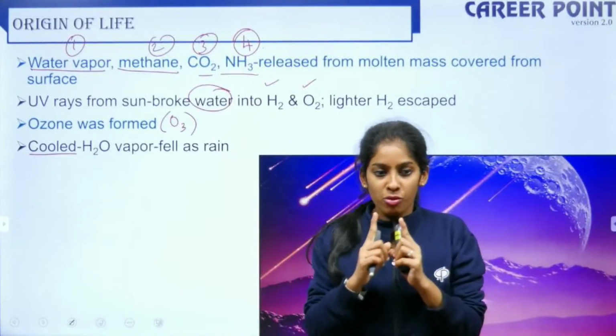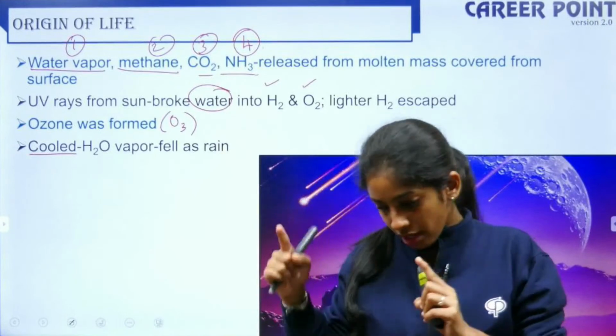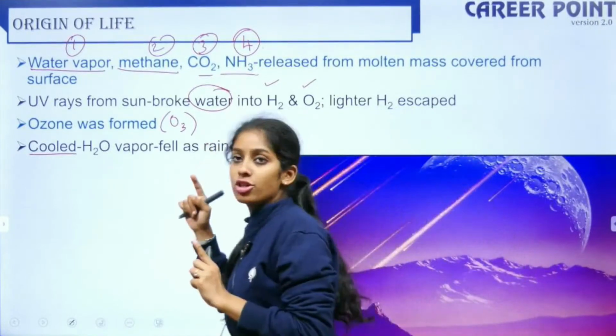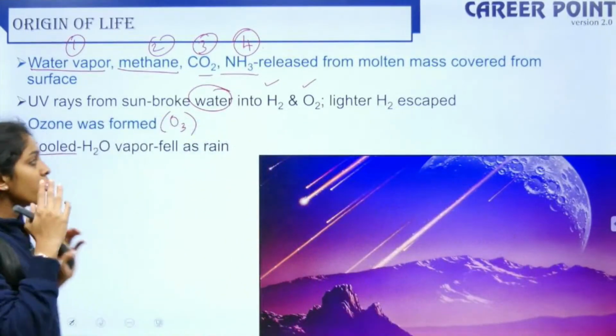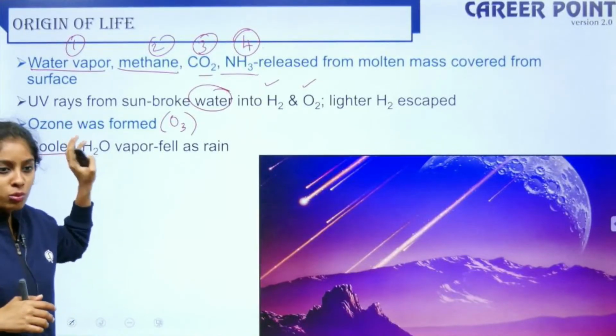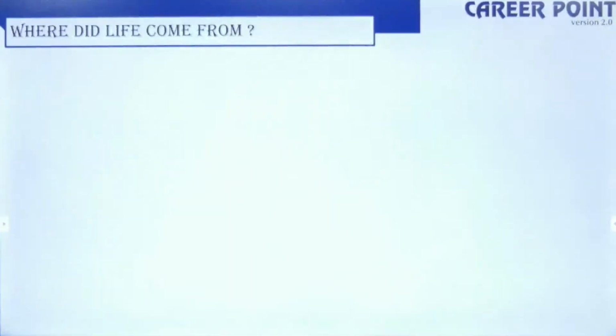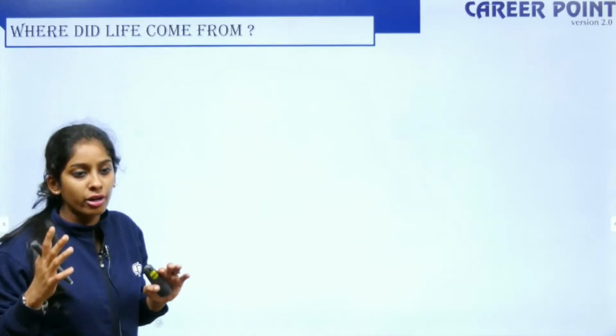So remember, it started from the universe, it went on to talk about galaxies, and then from there we talked about the components, how UV rays broke down water, how ozone was formed, and how water vapor cooled down and fell as rain. Okay, so this was the origin of your universe.